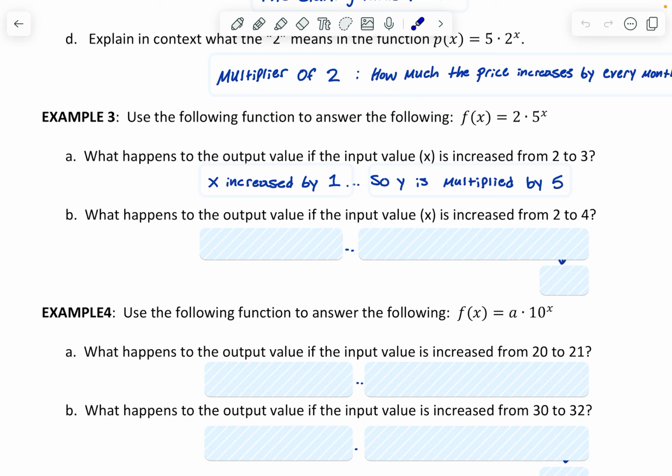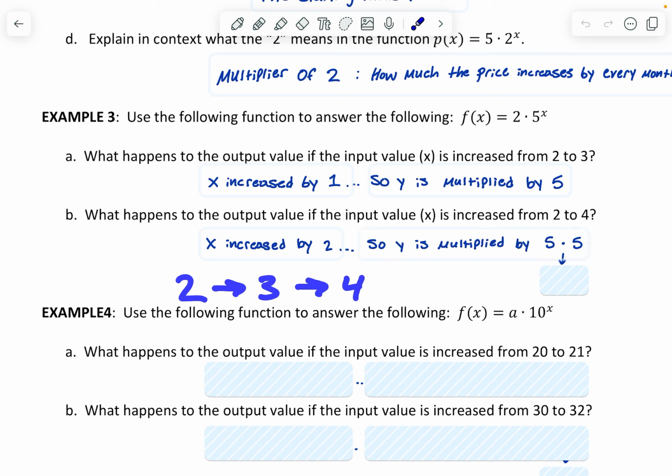But now let's see what happens when we change x by 2. X increases by 2. So in order to get from 2 to 3, we had to multiply by 5. In order to get from 3 to 4, you have to multiply by 5. So you're increasing by a multiple of 5 to get from 2 to 3, and then doing the same to get from 3 to 4. So y is being multiplied by 5 times 5, which is 25.